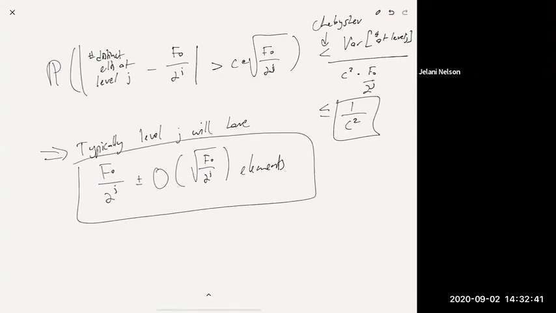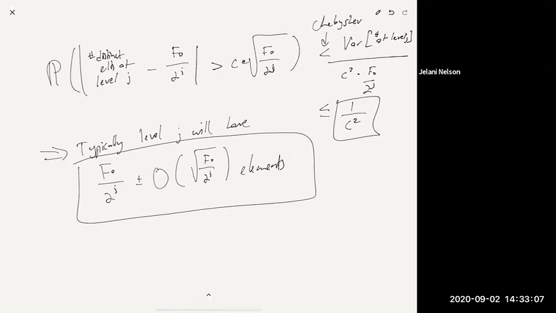Right, so that's why I said if you expect 8 elements, you typically expect a deviation on the order of square root of 8. So if you expect 8 and you see 0 elements, you deviated by square root 8 times square root 8 from your expectation.